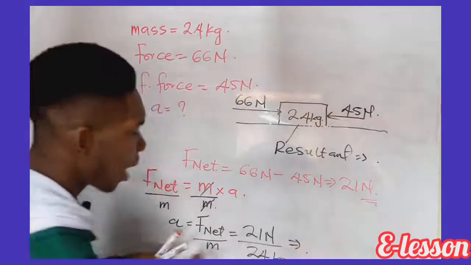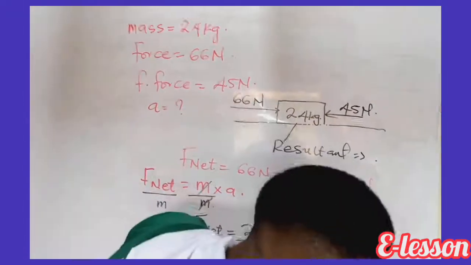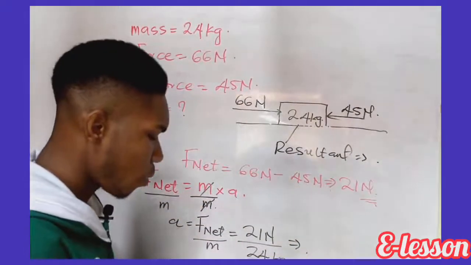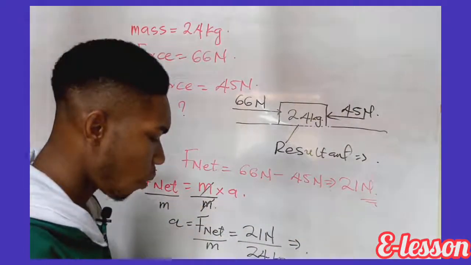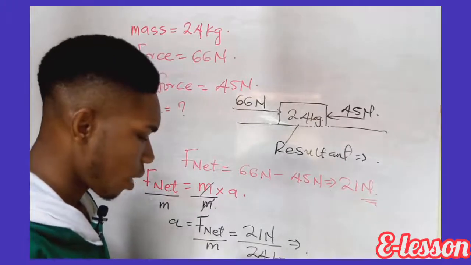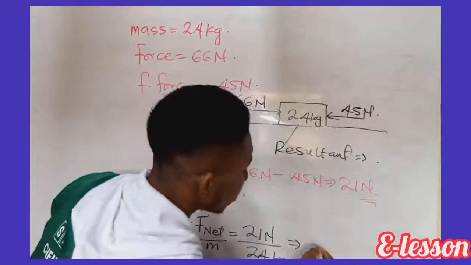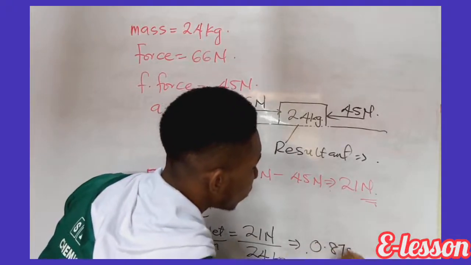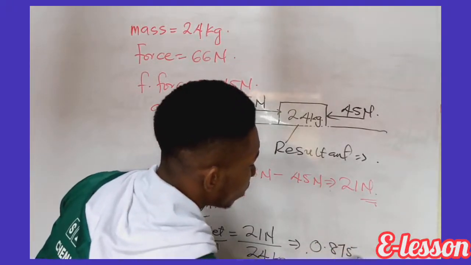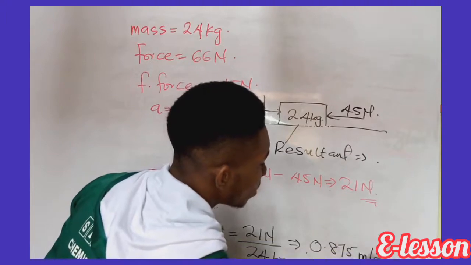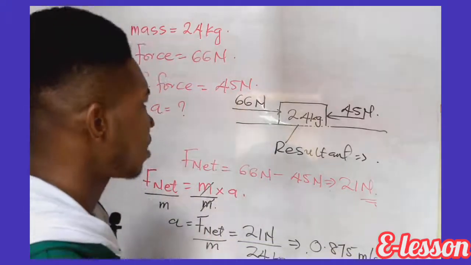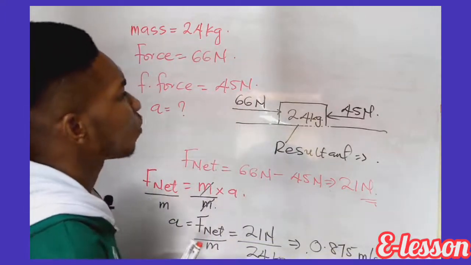So our acceleration will be equal to 21 divided by 24. That will give us 0.875 meters per second square. That is the unit for acceleration. So that is pretty much it for this question.